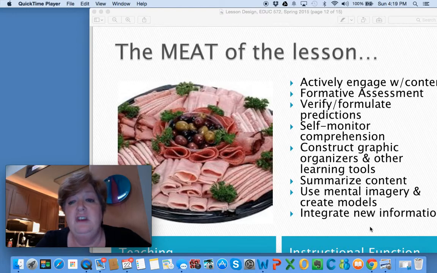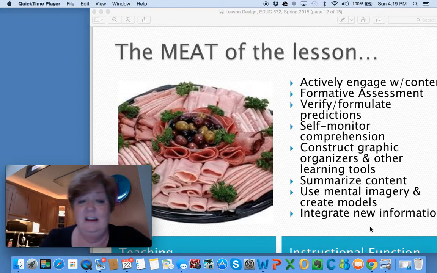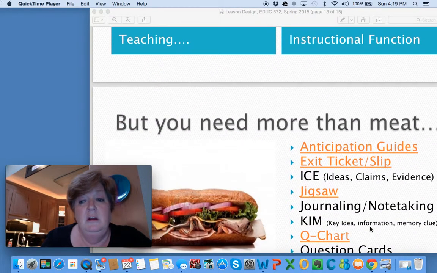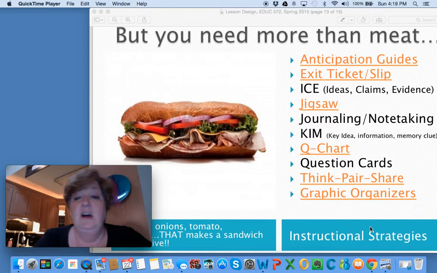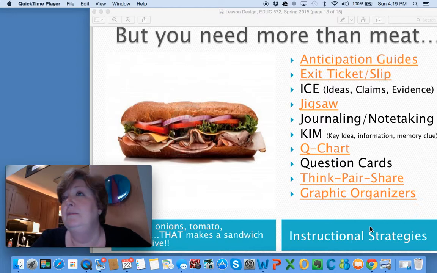But here are some suggestions of things that you could do in the middle that would actually engage students in your content. Meat might not be the only thing that you would like on your sandwich. It surely makes it more tasty and more enjoyable if we have some tomatoes, some lettuce, some onions, and pickles. And so there are just an unlimited number of teaching resources and strategies that you can use to add a little bit more taste to your lesson as well.